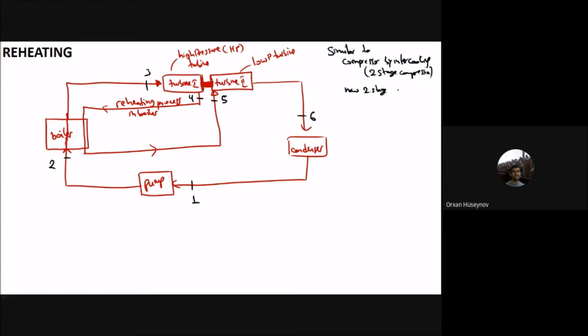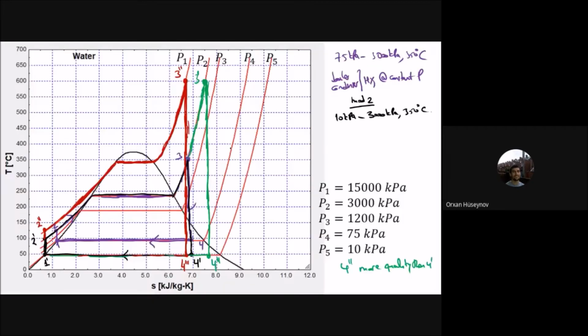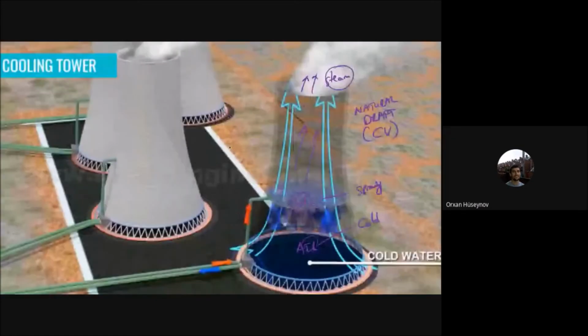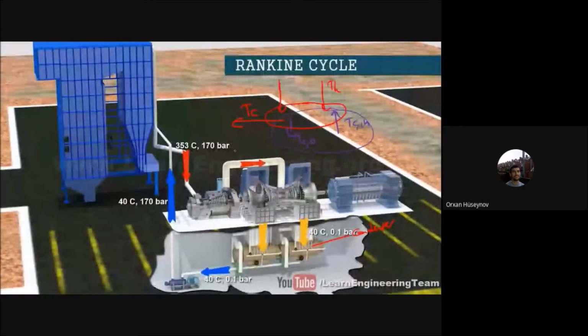But it can be 3-stage too. If it is 3-stage, you can have a high pressure turbine, then an intermediate pressure turbine, and a low pressure turbine. Three turbines at the same time. So let me see. For example, for this one, you can see this turbine here is the high pressure turbine, and this turbine here is the low pressure turbine.